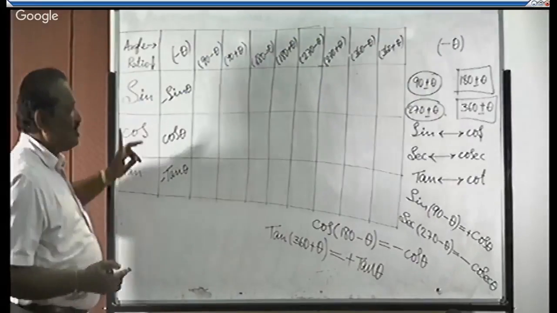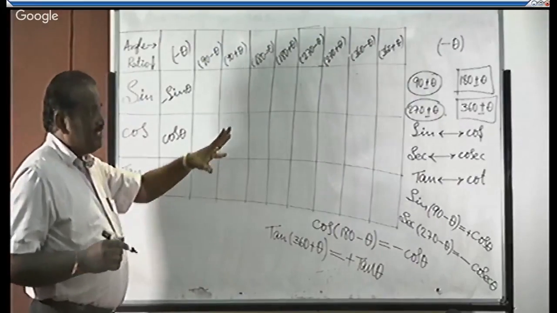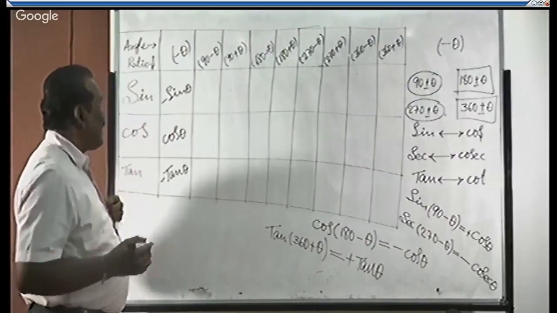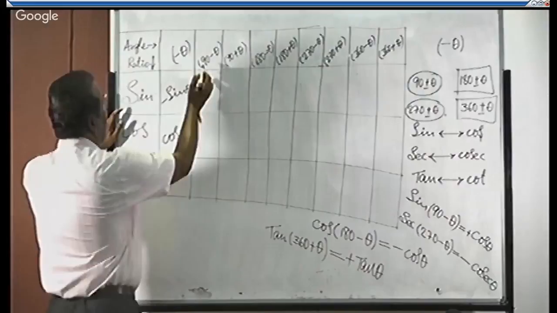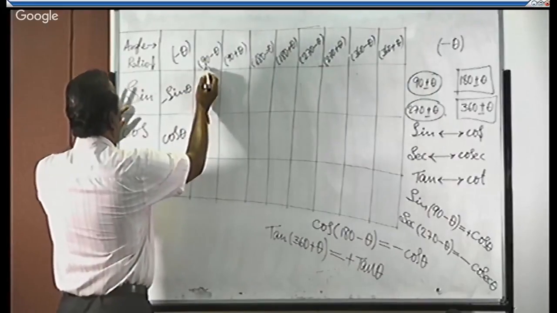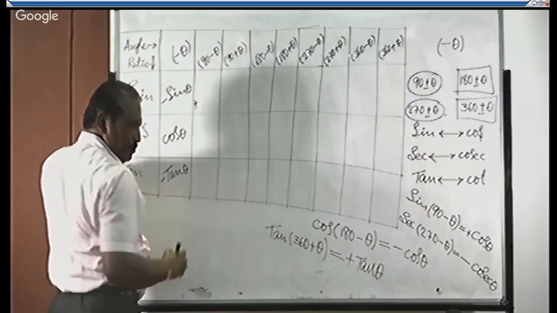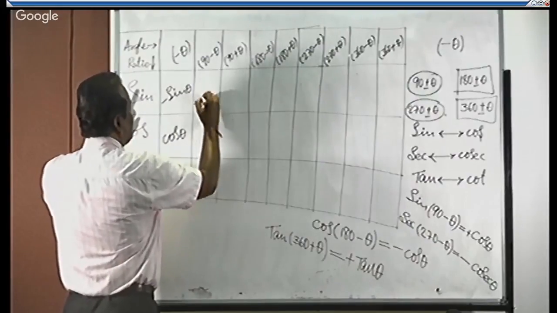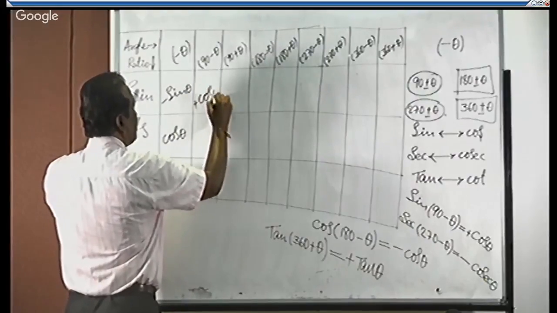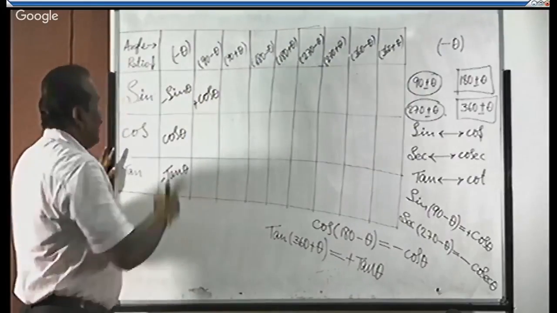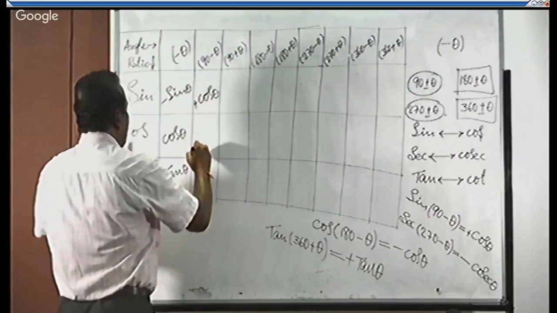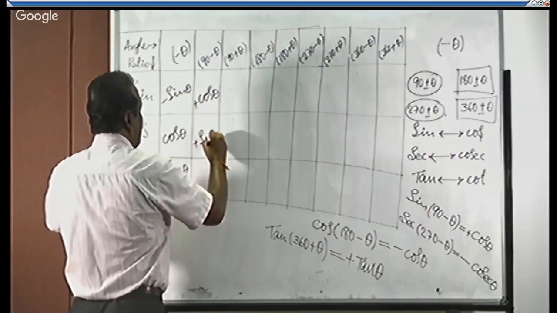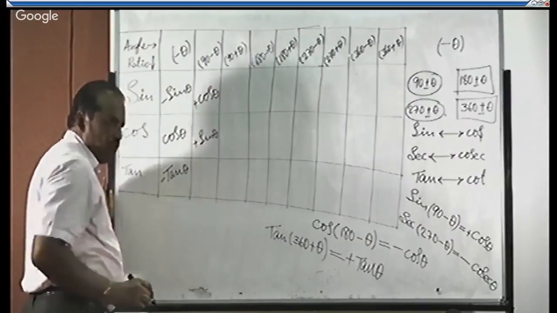Now, by following the same convention, let us try to fill this table. It will be a practice session for you. 90 minus theta comes under the first quadrant. For sine it is positive. So when we connect 90 minus theta to any trigonometric function, it results in its co-function on the right hand side. 90 minus theta, first quadrant, for cos also positive. Therefore it results in its co-function.